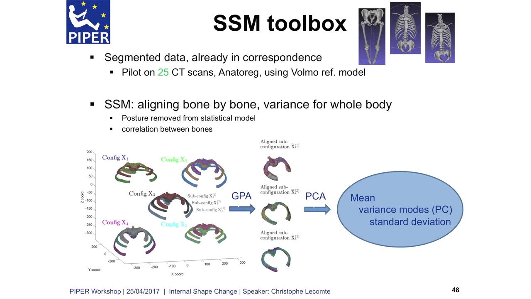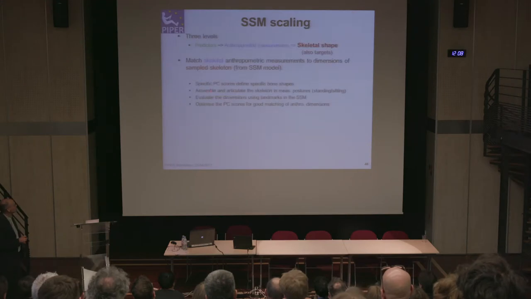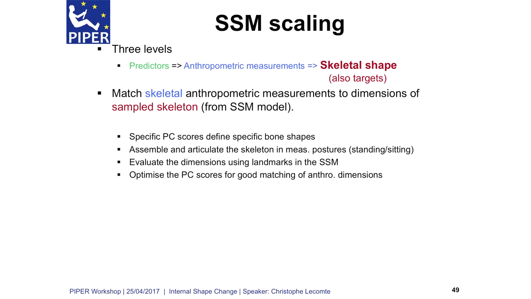So we put all the bones together and then evaluate the variance for everything, which means that if a femur becomes larger, it's likely that your ribs are going to become larger at the same time. We sample among these modes of variance, and each time we get a new sample skeleton. In practice, what we need to do then is reassemble the bones that we have aligned together in such a way that there is not too much distance between them. So we can realign a skeleton.